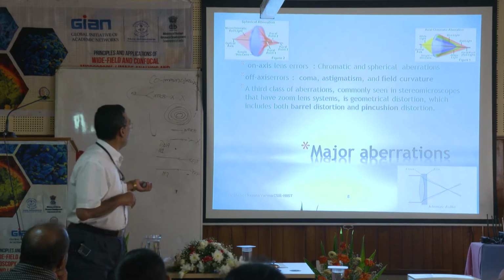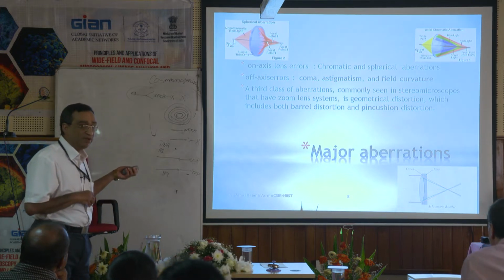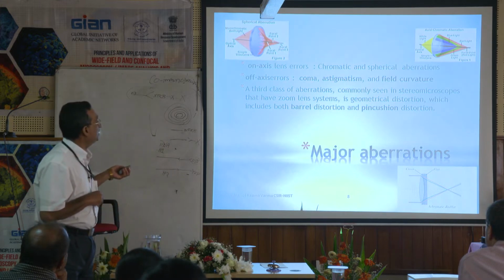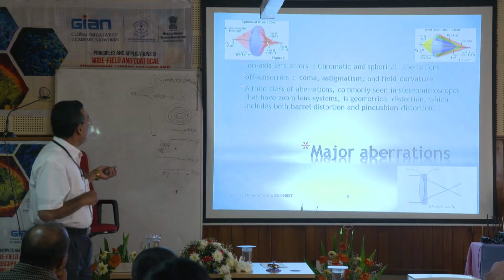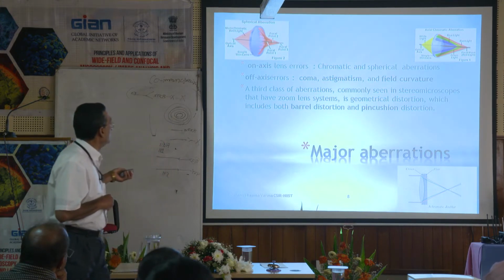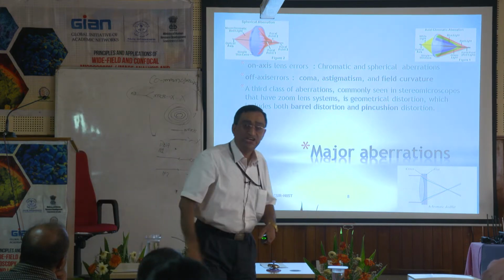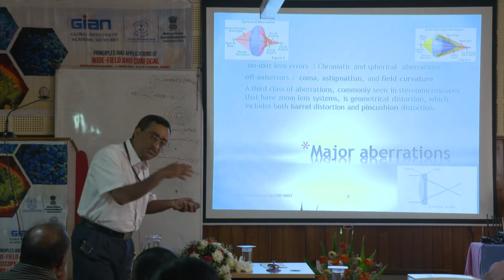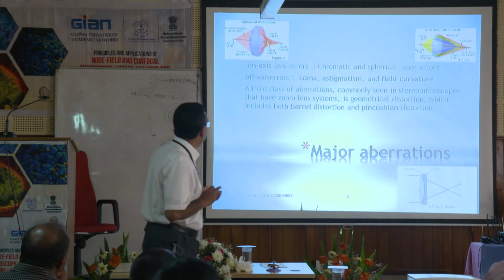And mainly we have on-axis lens errors called chromatic and spherical aberrations, and we have off-axis errors called coma, astigmatism, and field curvatures. And the third class of aberrations commonly seen in stereo microscopes and zoom lenses is the geometrical distortion, which includes pincushion distortion, barrel distortion, and moustache distortions. We will see all these defects and see what they are.